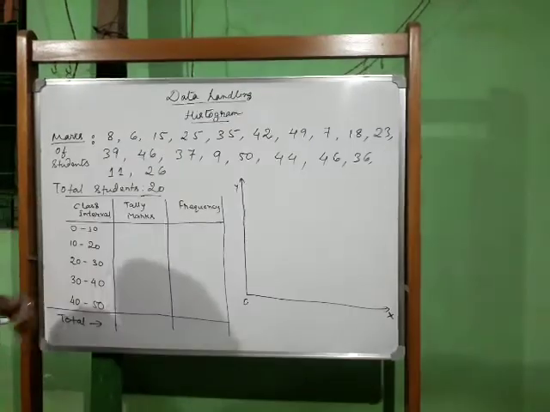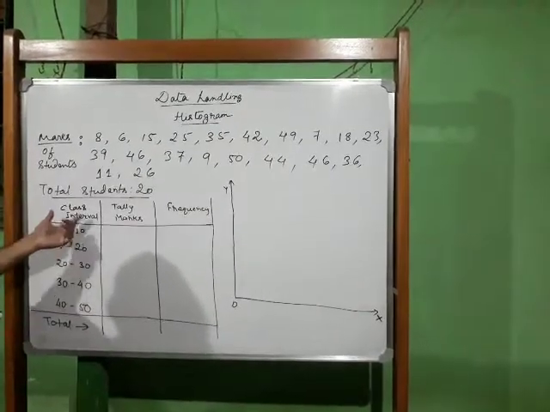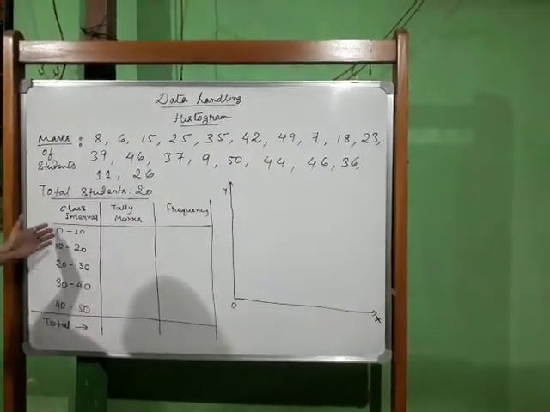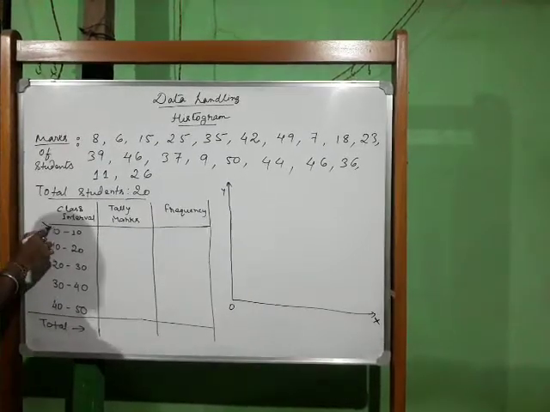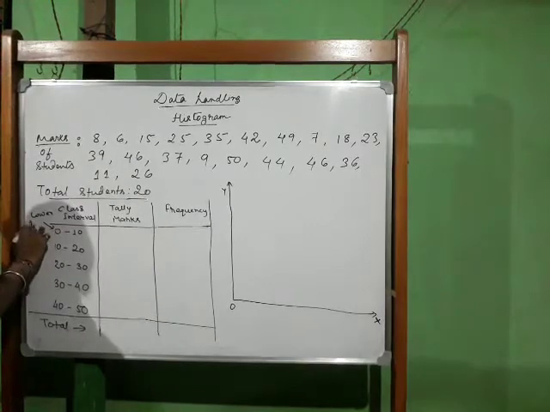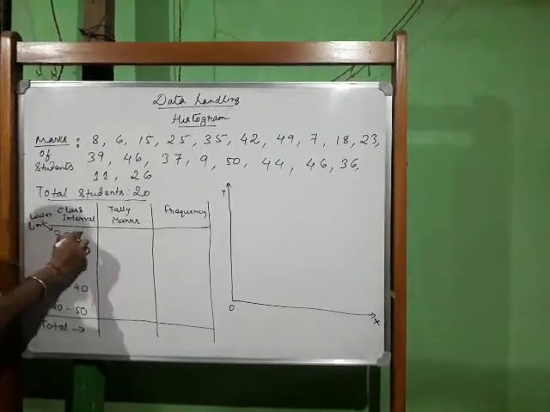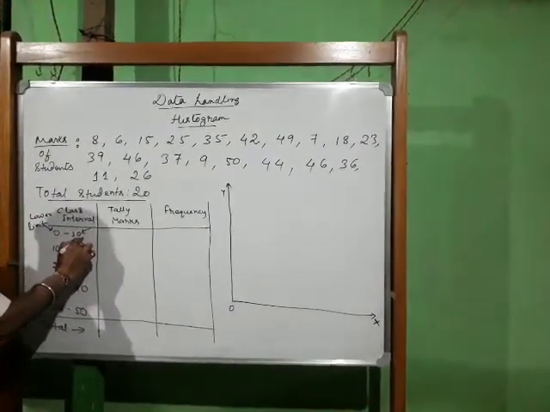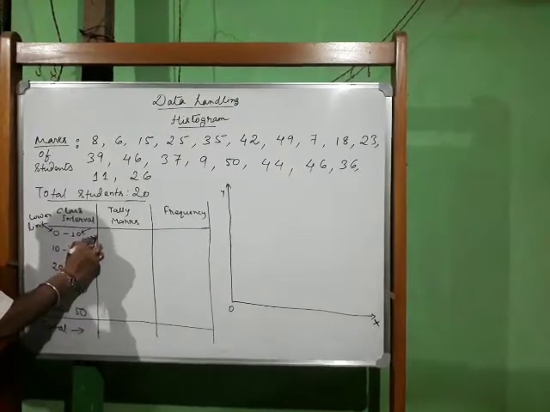The first column is the class interval. Here, this side is called the lower limit, and this is called the upper limit.